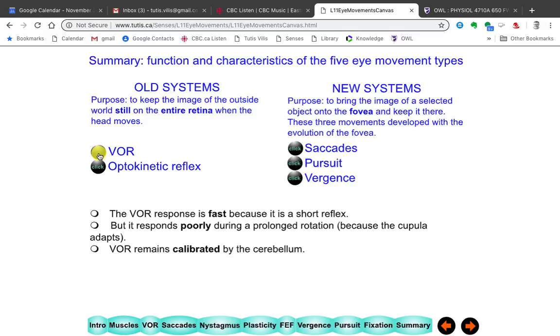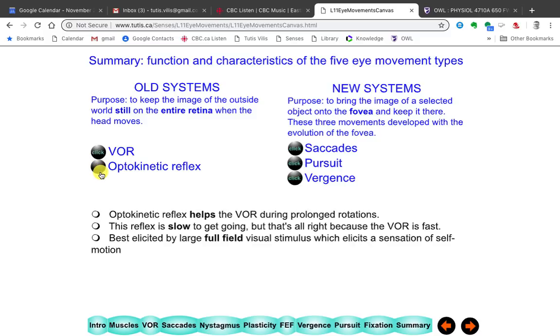So the VOR responds fast because it's a tiny little reflex. It's not good for prolonged eye movements because the pupil adapts. But the eye and the VOR remains calibrated by the cerebellum. You have the optokinetic system, which helps the VOR, so vision supports your VOR. You saw this when you tried to stand with your eyes closed. The reflex is slow to get going, but that's okay because the VOR is good for the initial part of any movement. And it's best elicited by something that fills the entire back of the eye. Okay? So something like you see when you open your eyes and see the whole room. And if the whole room suddenly moved, you would imagine that it moved, or you moved.